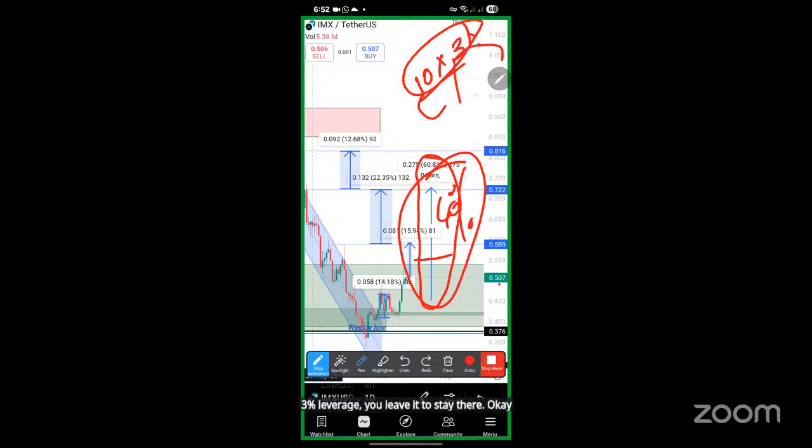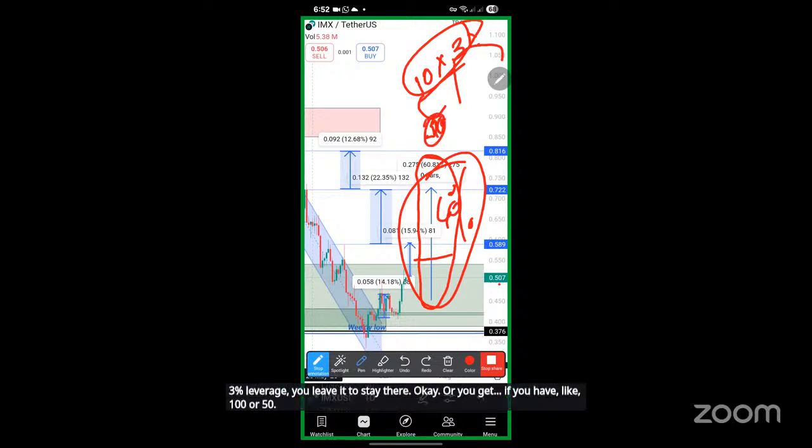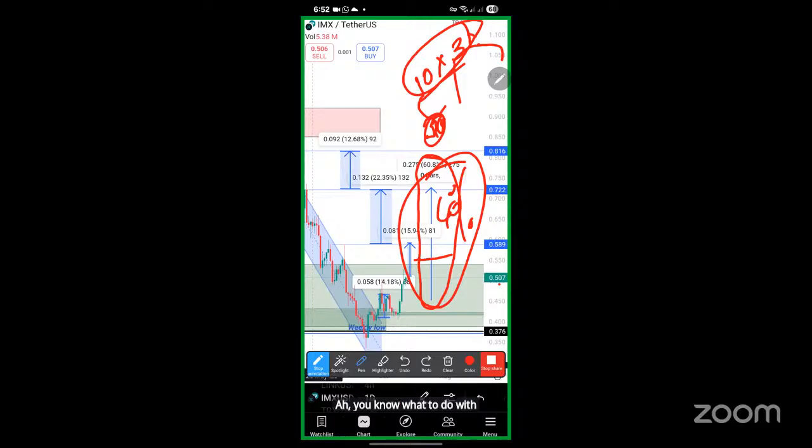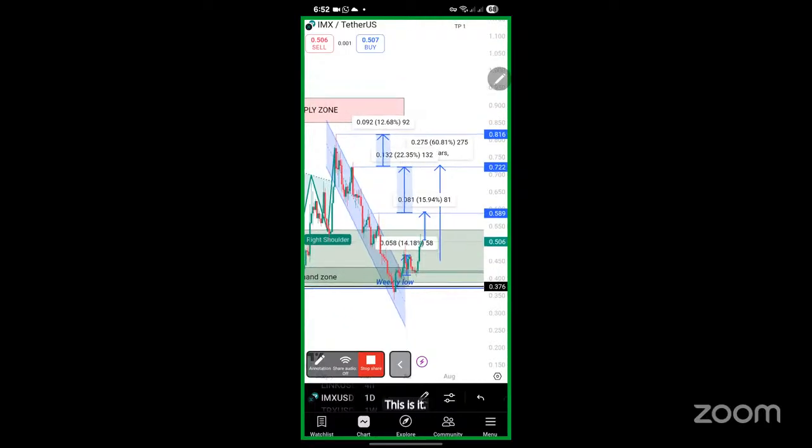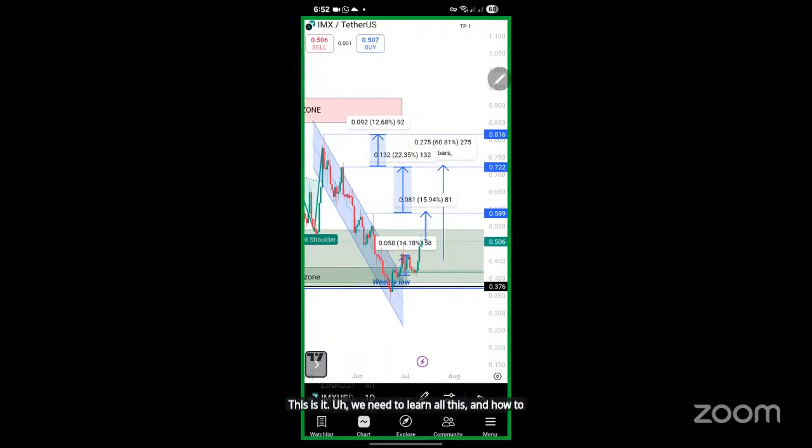Or if you have like 100 or 50, you know what to do with the futures. You can go 1% of your capital and you get this 10, then you put it in here. Now we need to learn all this and how to do it. So you can take in here and go out of here, 15%. Can come here and take it up there. That's a very good percentage. So that is Immutable X.